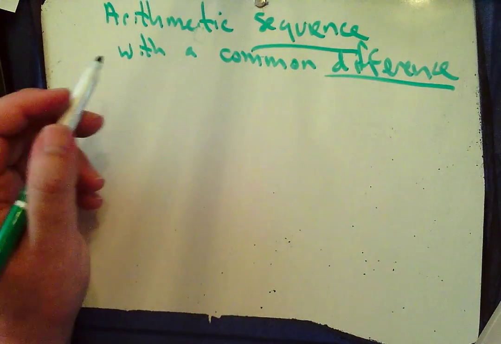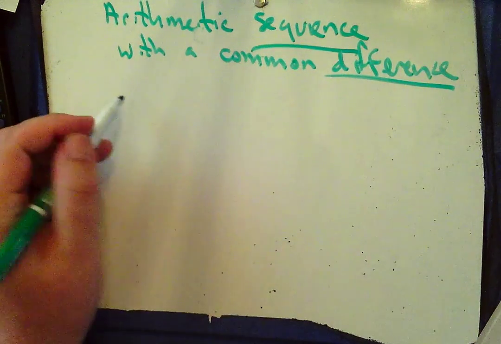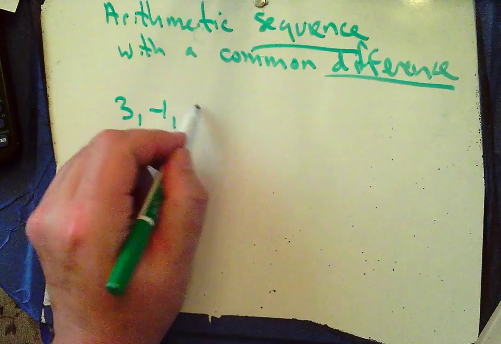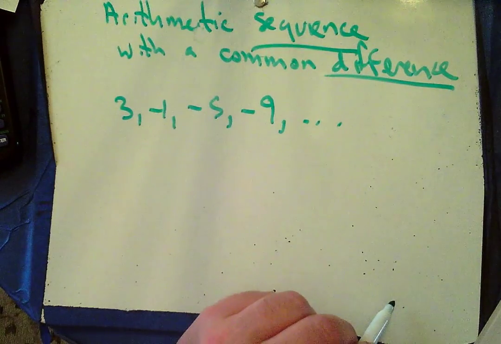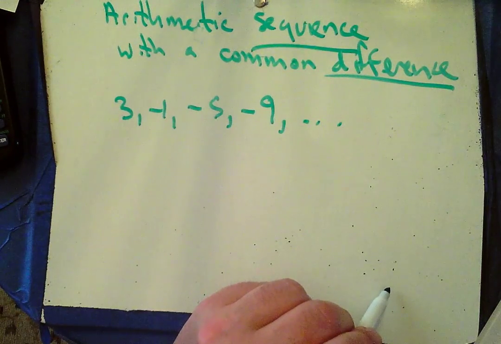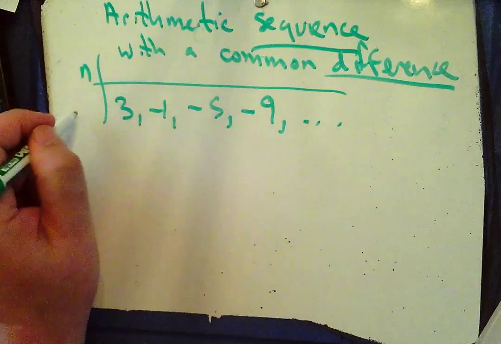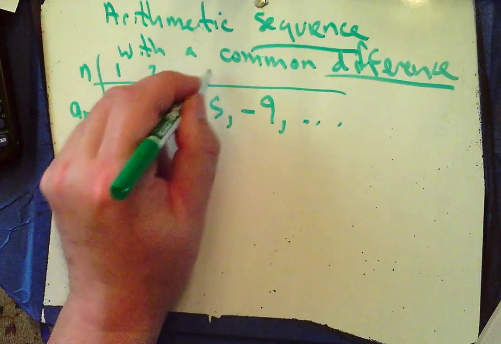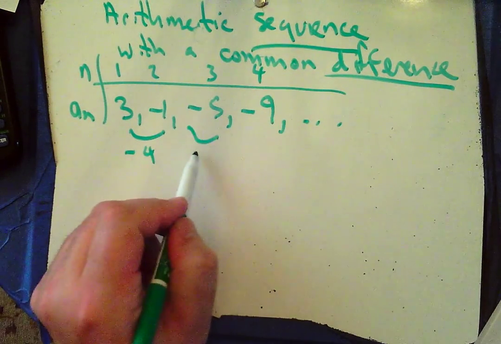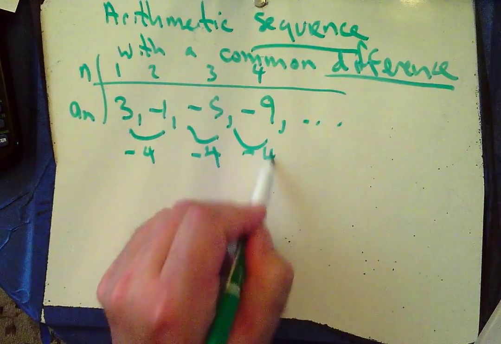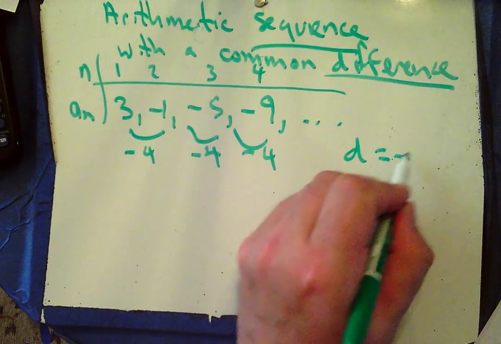Okay. There are other types of sequences. There are other types of rules we could build, but when we see a common difference, 3, negative 1, negative 9, and so on, let's write the rule for this sequence. Again, I'm going to start with n and a sub n, 1, 2, 3, 4. I notice that this goes down by 4, and down by 4, and down by 4. So I found the common difference is negative 4.